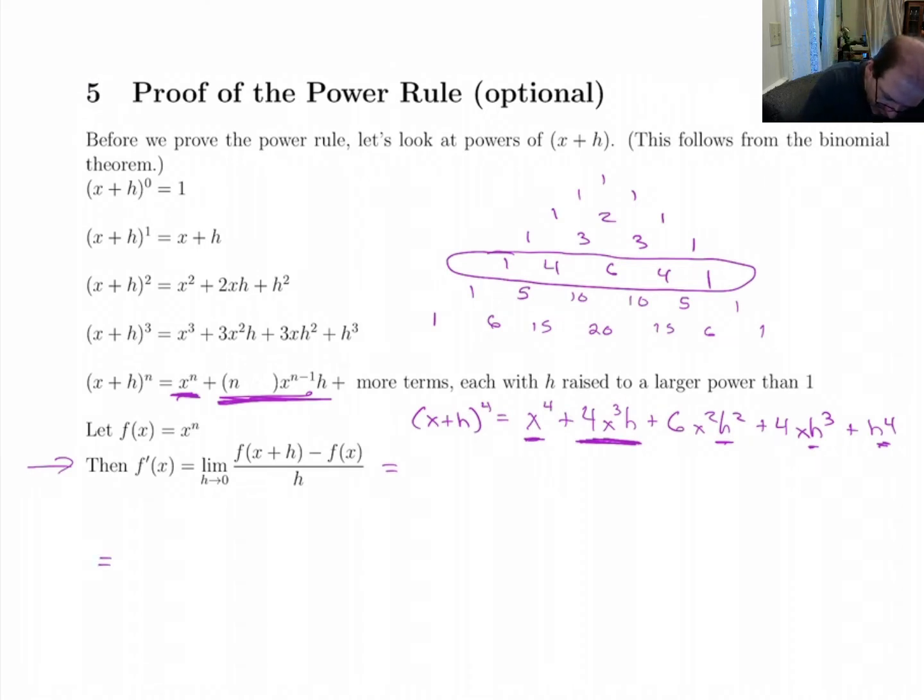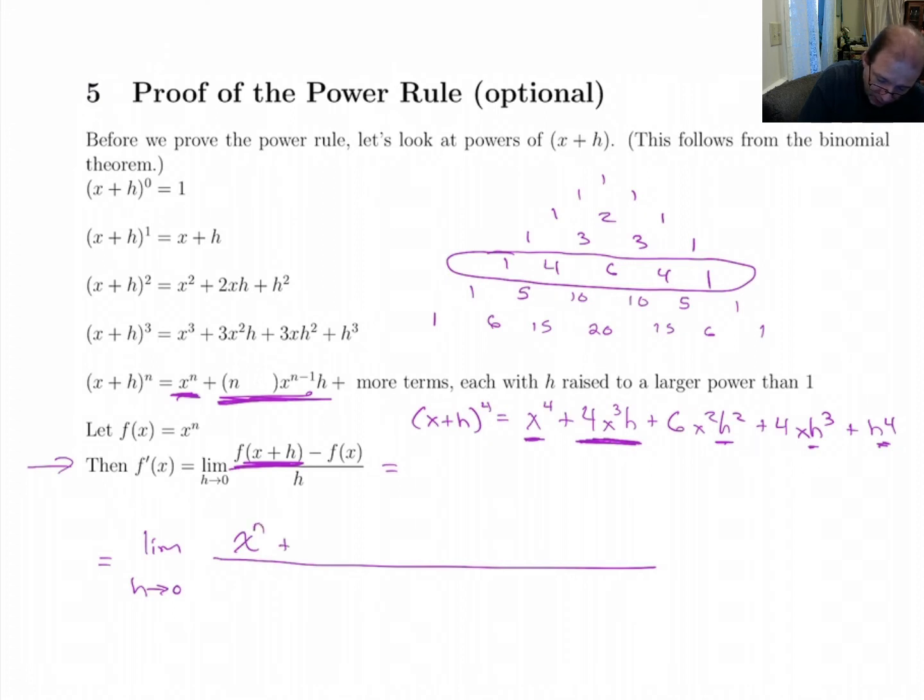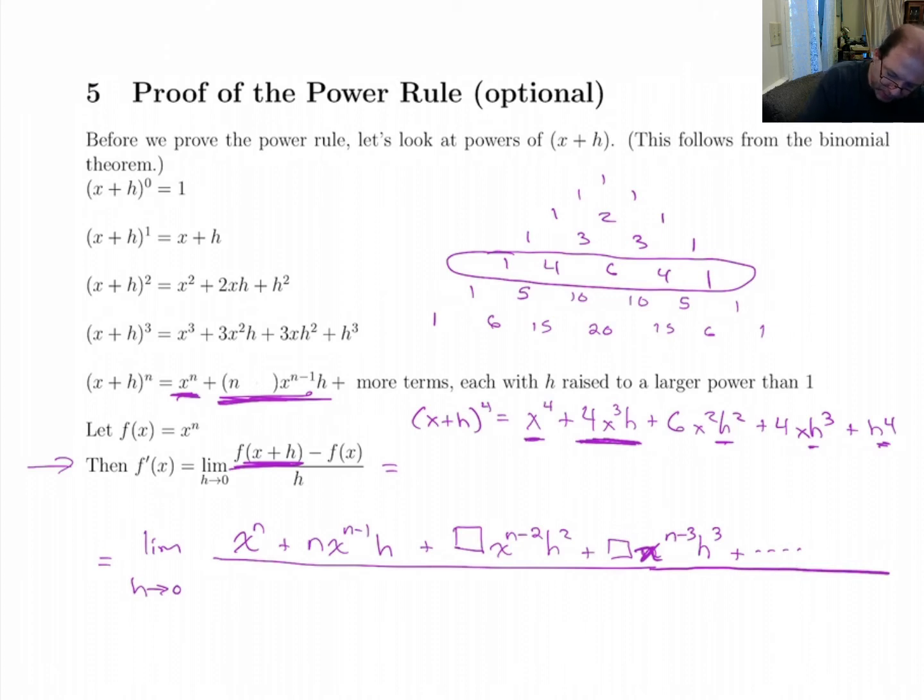So what you get here is the limit as h goes to 0 of f of x plus h, that's x plus h to the n, so you get x to the n plus n times x to the n minus 1 times h plus, now this next one is going to have some coefficient that we got off of Pascal's triangle, but it's going to be x to the n minus 2 times h squared plus something times x to the n minus 3 times h cubed. All the rest of these are going to have h's in them, raised to big powers.